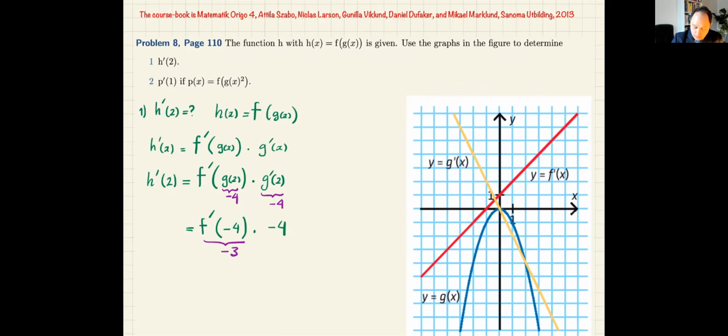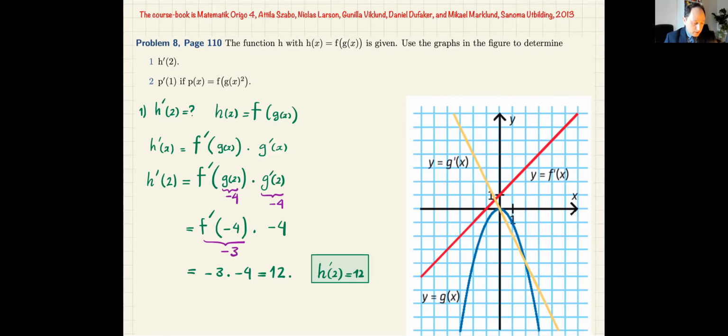Okay, and then the answer becomes -3 times -4, which is +12. So this means that h prime of 2 is +12. I consider this a good question. It's actually testing your knowledge about graph of functions and the chain rule simultaneously.